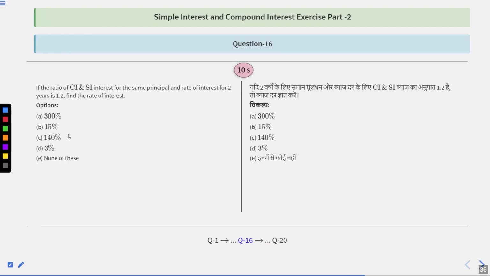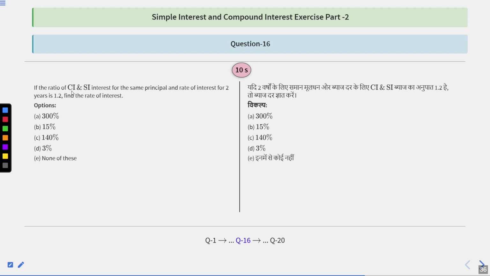Next one. If the ratio of compound interest and simple interest for the same principal and rate of interest for 2 years is 1.2, find the rate of interest. You have 5 options and 10 seconds to analyze the question. Your time starts now.